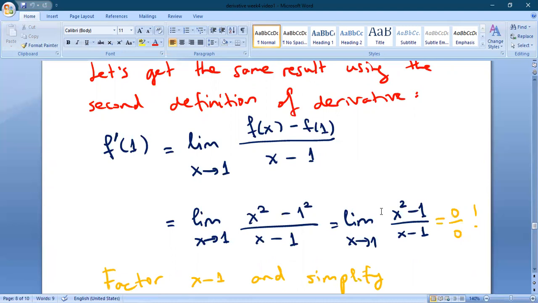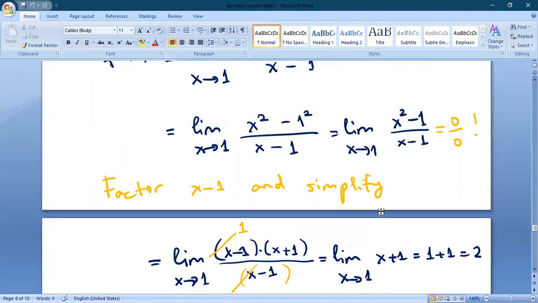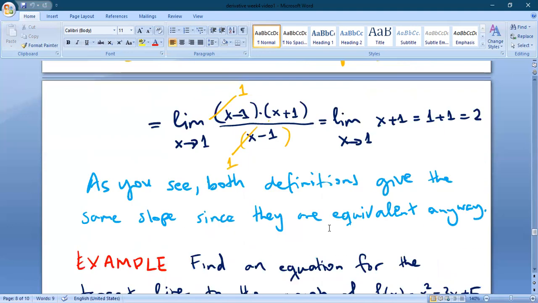But that gives us, when we take the limit, 0 over 0. So if we factor x minus 1 on the top and simplify with the x minus 1 at the bottom, we are going to have the limit of x plus 1 when x goes to 1. So that is equal to 1 plus 1, which is also 2. As you see, both definitions give the same slope because they are equivalent anyway.